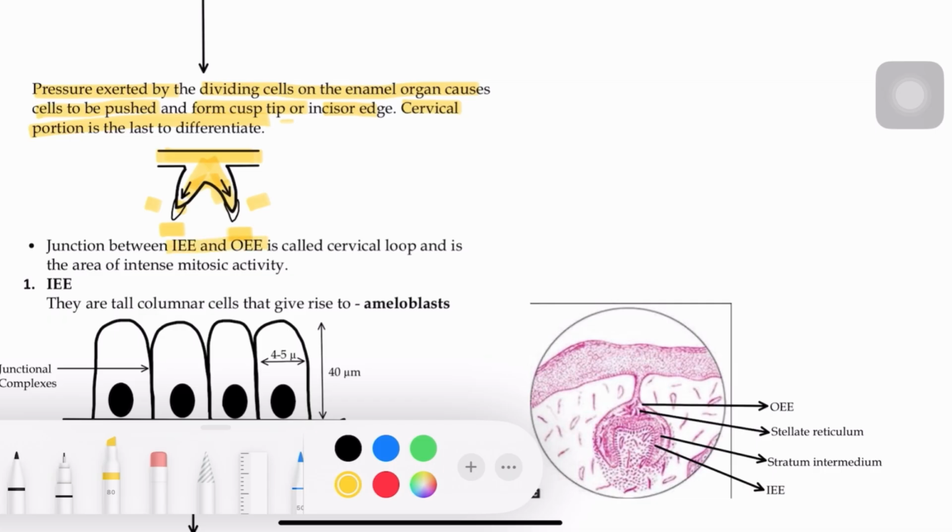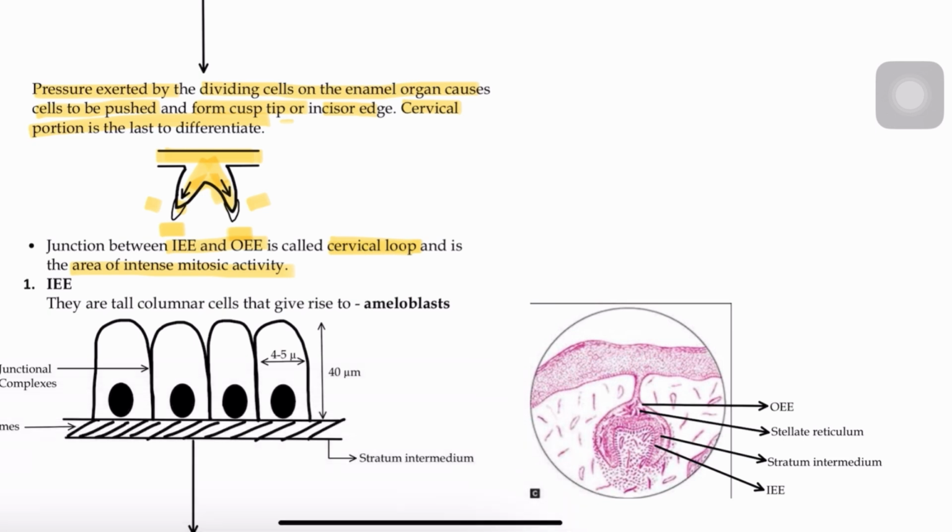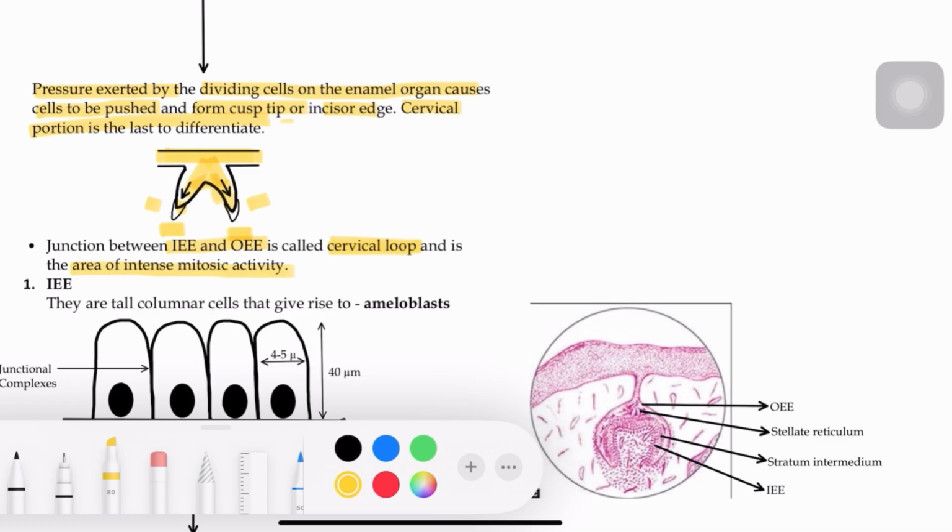And the junction between inner enamel epithelium and outer enamel epithelium is called cervical loop, and it is an area of intense mitotic activity. Very important to remember. What has happened so far in the bell stage? It will determine the shape of the crown, how it's going to look. The inner enamel epithelium lies in the future cusp tip region, it will start differentiating, exert pressure and then form the cusp tip of the incisor edge. And the cervical region, that is the thickest region, is the last to differentiate.